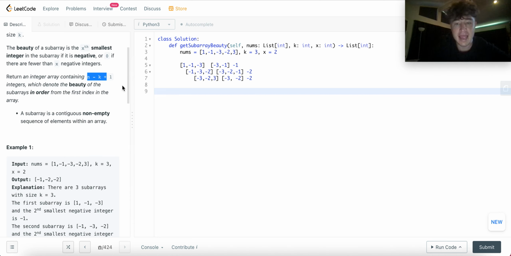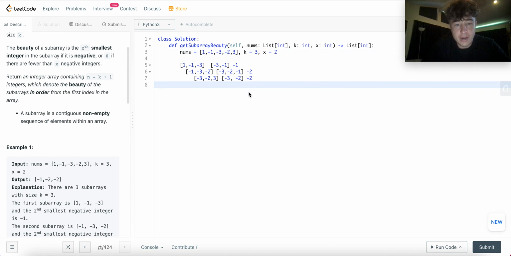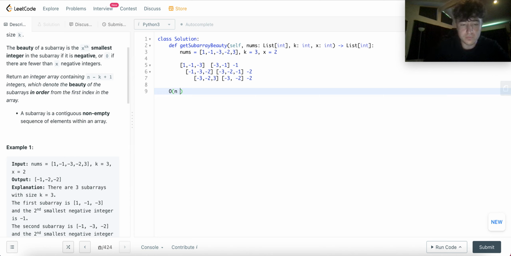And then for each one, we'd have to look at all the elements of size k. There are k elements in each subarray, so we'd have to look at all k elements of all n subarrays, and we'd probably have to sort it in order to determine the xth smallest one. That'd be k log k to sort that subarray. So that's n times k log k time.